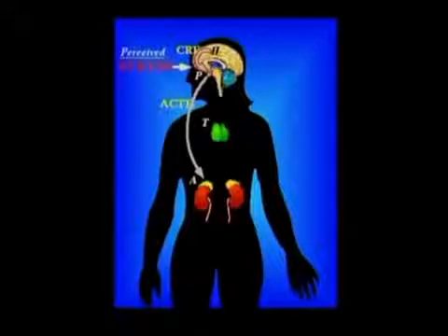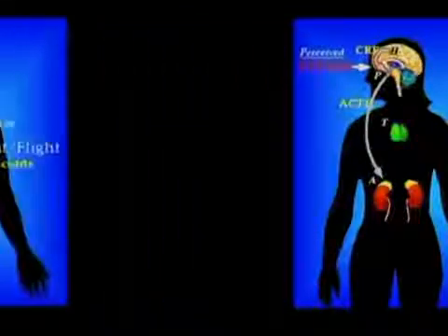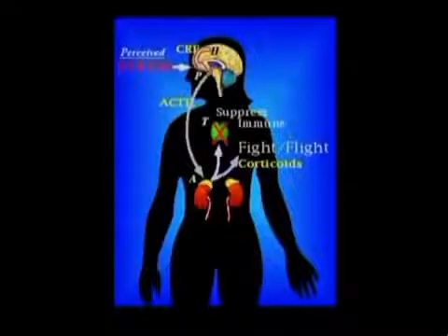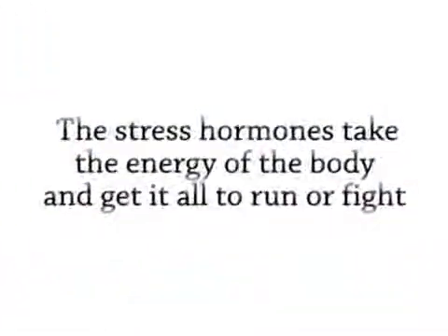Okay, now there's another important effect about stress. When the hormones go from the hypothalamus to the pituitary and then to the adrenal gland, it releases the stress hormones. As I said, the stress hormones cause the blood to go from the gut to the periphery because the hormones squeeze the blood vessels in the gut closed. And the function of the stress hormones is to take the energy of the body and get it all to run and fight. So the stress hormones will shut off the functions of things that will not be needed in fight or flight.